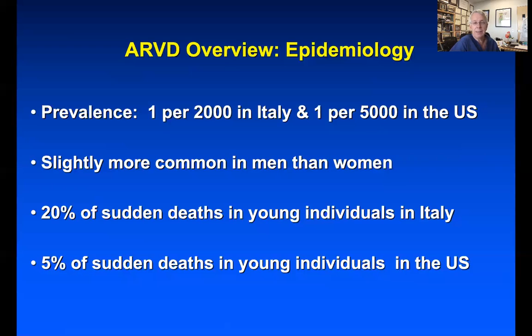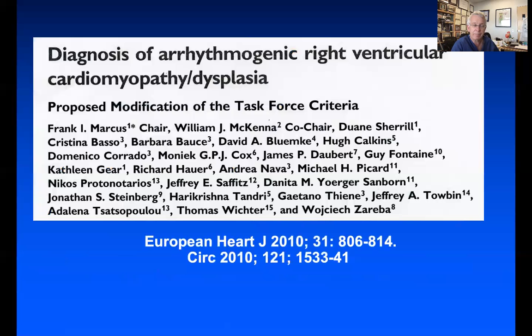This is an uncommon disease, about 1 per 5,000 in the US. About the same prevalence in men and women, it accounts for about 20% of sudden deaths in Italy and 5% in the US. So when a young person dies, it's one of the top 2 or 3 things that are found on autopsy. When it comes to diagnosis, we rely on the 2010 diagnostic criteria developed by Frank Marcus.